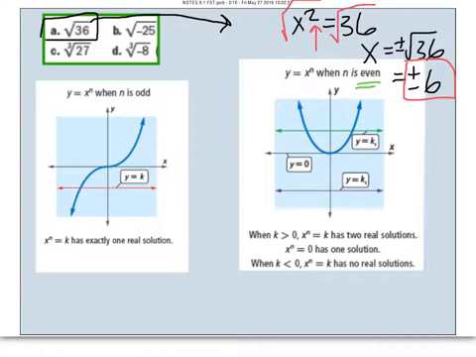Again, that's if this exponent is even. Now, if it's odd, let's look at what letter C would look like as an equation. They would have said x cubed equals 27.